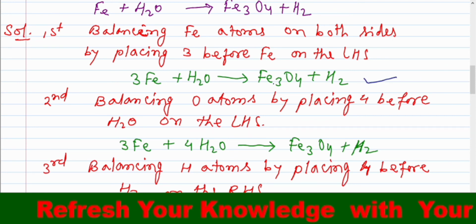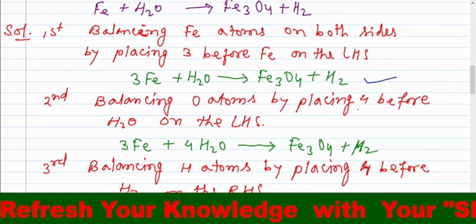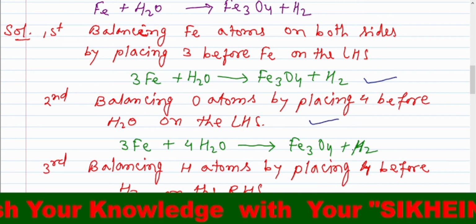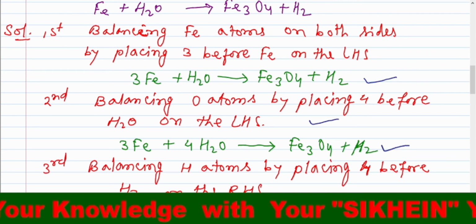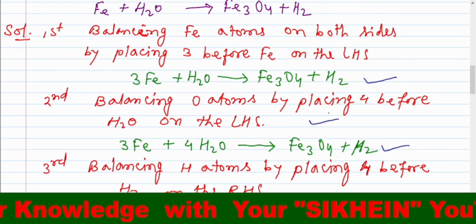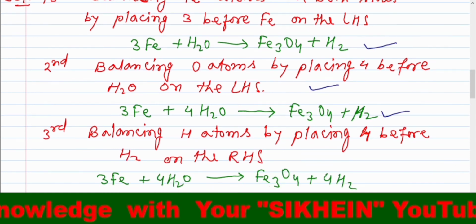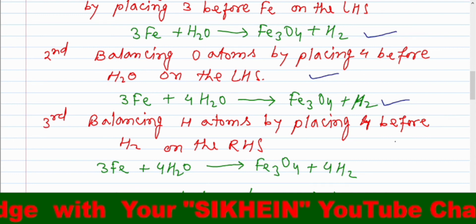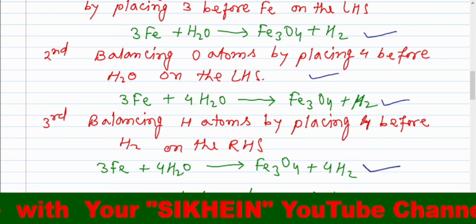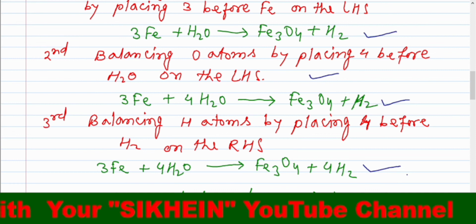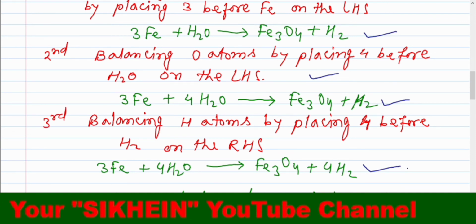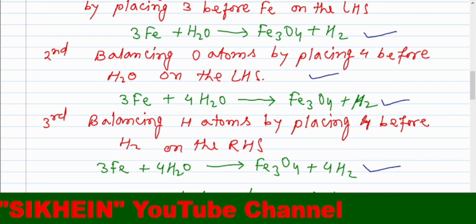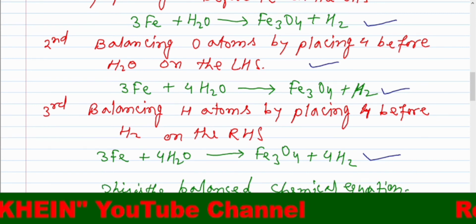Second step, we balance oxygen atoms by placing 4 before H2O on the left hand side. Then we get the chemical equation as like this. In third, we balance hydrogen atoms by placing 4 before H2 on the right hand side. We get this chemical equation. This is the balanced chemical equation. We can write like this, and also we can write as like this.